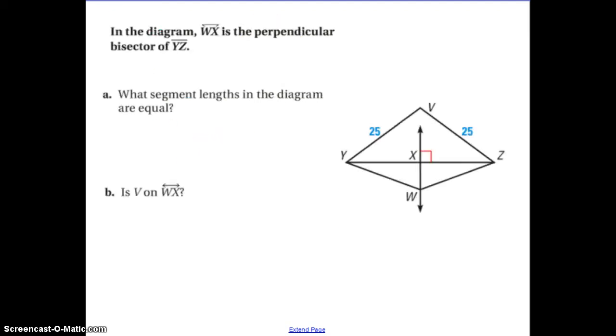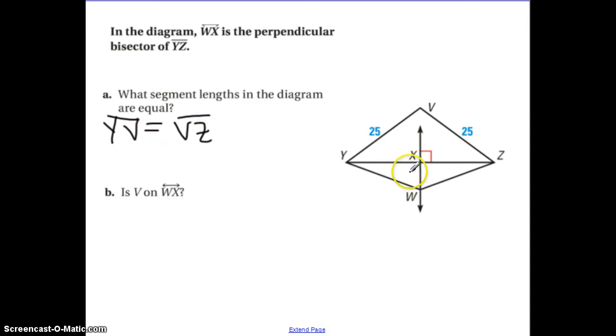Let's look at an example. So in the diagram, WX is a perpendicular bisector of YZ. Now we have to look at what segment lengths in a diagram are equal. So we know that YV and ZV are equal, right? I mean, it tells us that. So we know that YV is equal to VZ.